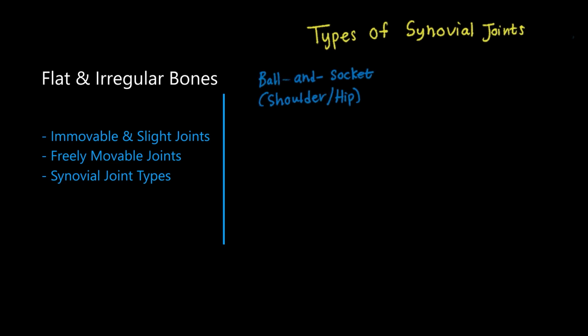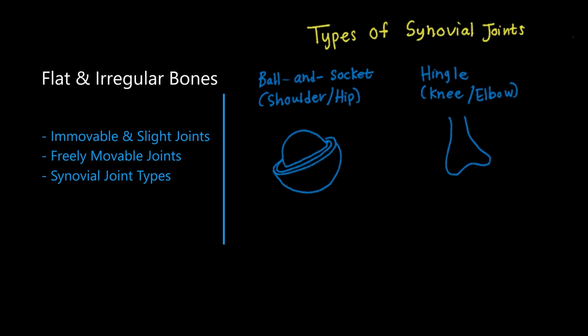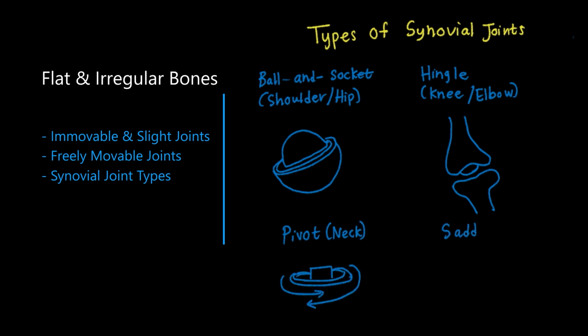There are ball and socket joints, like your shoulder and hip, which allow for the greatest range of motion in all directions. There are hinge joints like your elbow and knee, which work like a door hinge, allowing for movement in only one direction. Bending and straightening. Pivot joints allow for rotation, like the joint in your neck that lets you turn your head from side to side. And there are saddle joints, like the one at the base of your thumb, that allow for back and forth and side to side movement, but not full rotation.